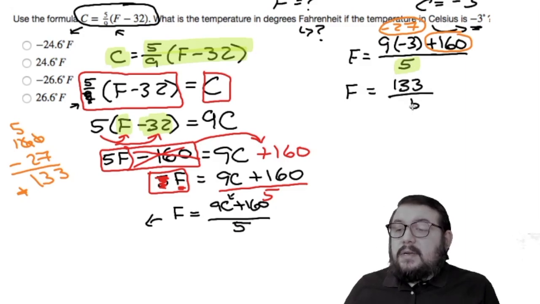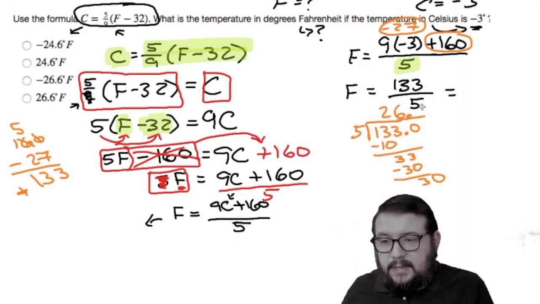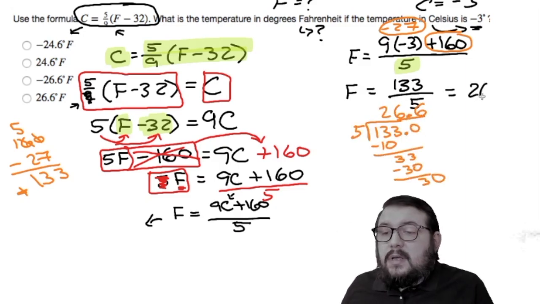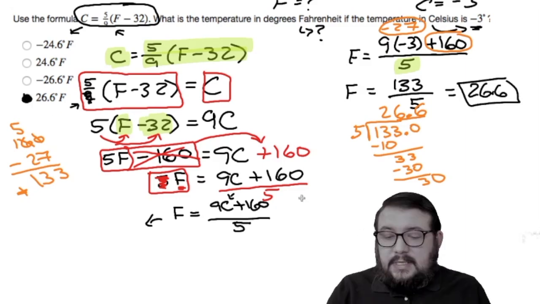My denominator is still a 5. So now all I have to do is 133 divided by 5, and that will tell me my final answer. You've got 26.6. Okay, 26.6. That's our final answer.